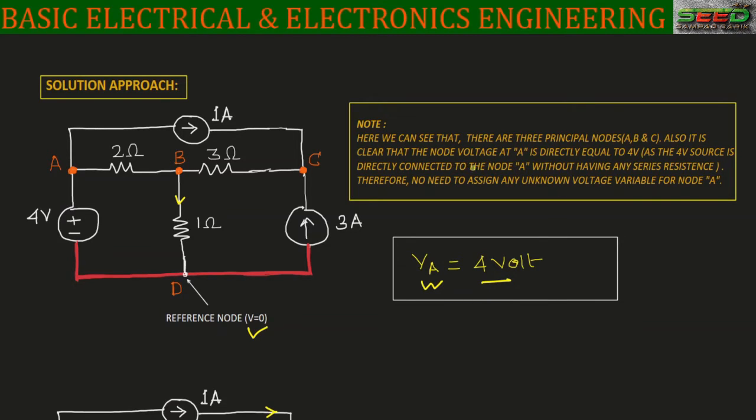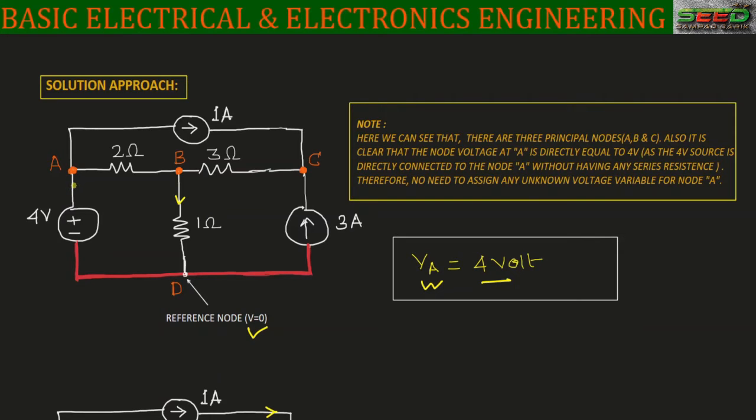Why? Because I have written clearly that the node voltage at A is directly equal to 4 volts, because the 4 volt source is directly connected to node A without any series resistance. That means there is no voltage drop in this part, so the total voltage will appear at node A. That's why there is no need to define any unknown variable for node A, because we already calculated the potential at node A, that is VA equals 4 volts, by carefully watching the circuit.